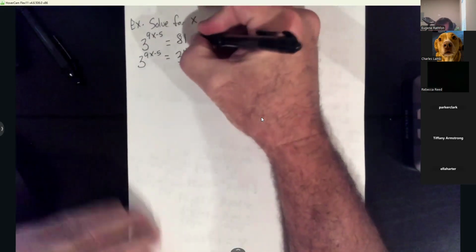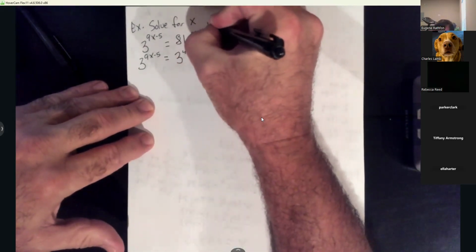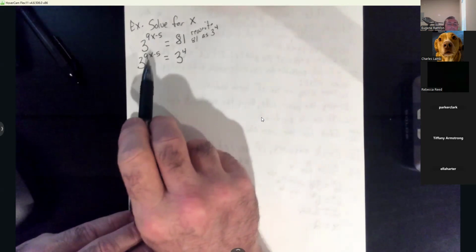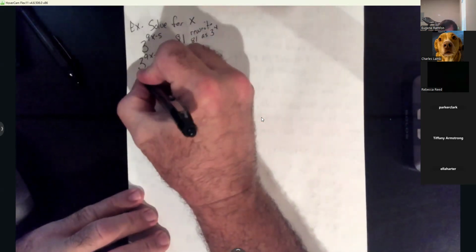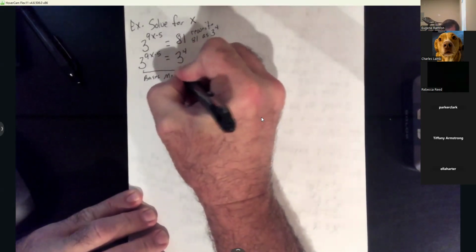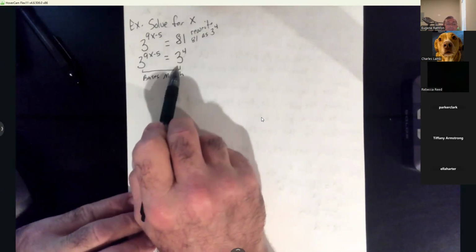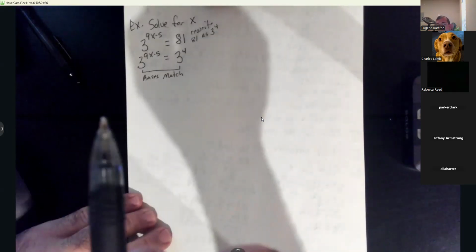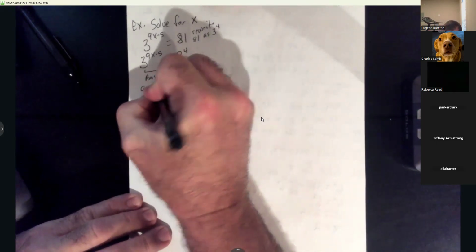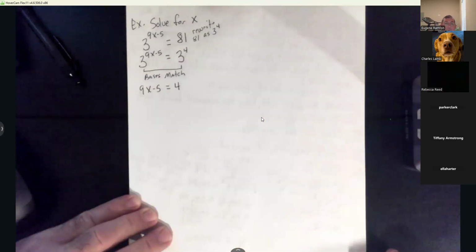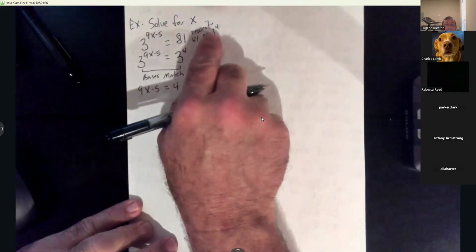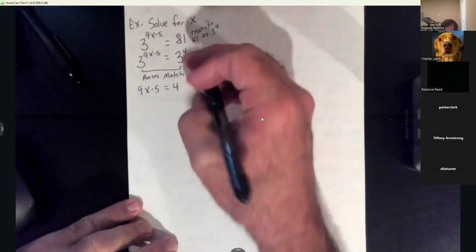Good job. So you want to rewrite the 81 as 3 to the 4th. So y'all look what that does. That means these bases now match. Since my bases match, using the base exponent property, that means that the 9x minus 5 has to equal the 4. All right, so the exponent has to equal that exponent. So now solve for x.